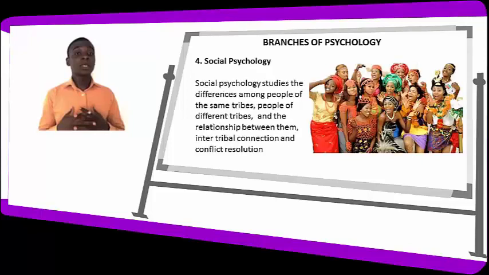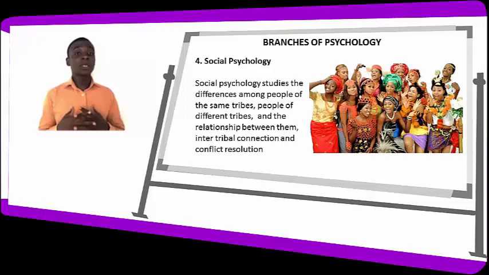Social psychology studies the differences among people in the same tribe, people of different tribes, and the relationship between them, between intertribal connection and conflict resolution. So that is social psychology. They are studying majorly people of tribes, how people of the same tribe relate to each other, how people of different tribes relate, and how they could relate better, and what could be done in order for them to understand themselves better. That is social psychology.